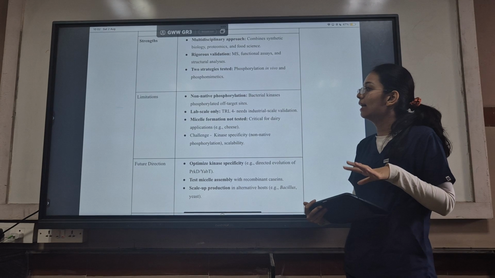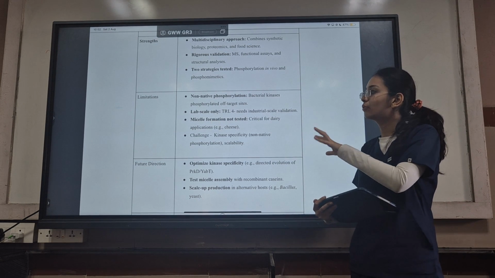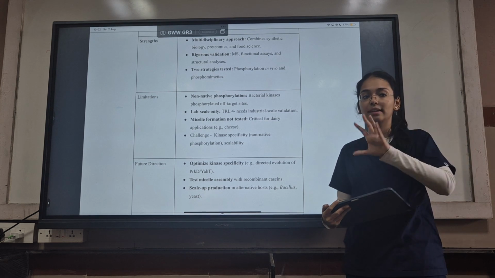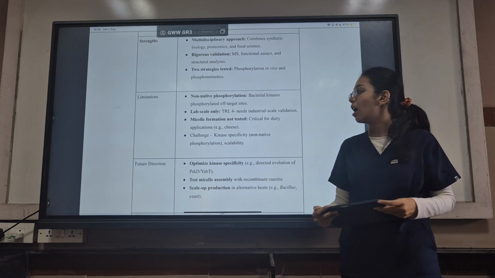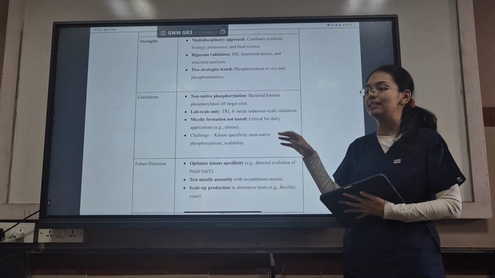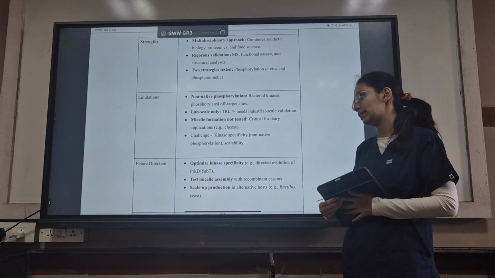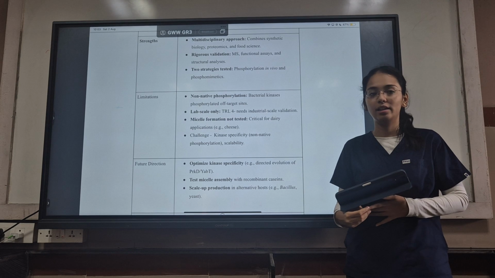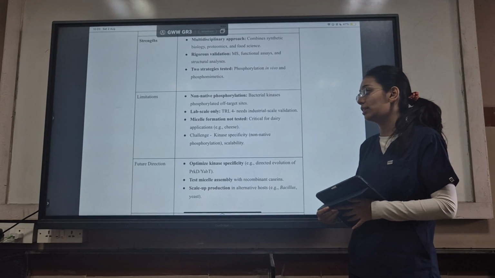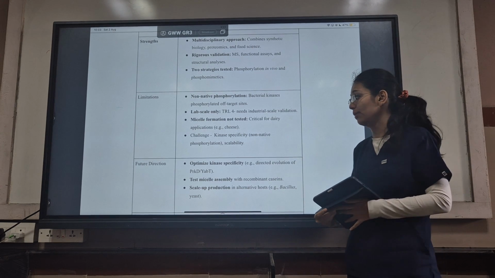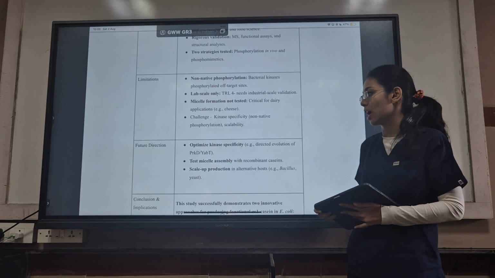The limitation is that non-native phosphorylation was there. The bacterial kinase phosphorylated off-target sites rather than the target, and it was only done at lab scale, so it's TRL4 and needs industry-scale validation. Micelle formation was not tested, which is critical for dairy applications like cheese formation, and the challenge is kinase specificity, where non-native phosphorylation and scalability remain a challenge.